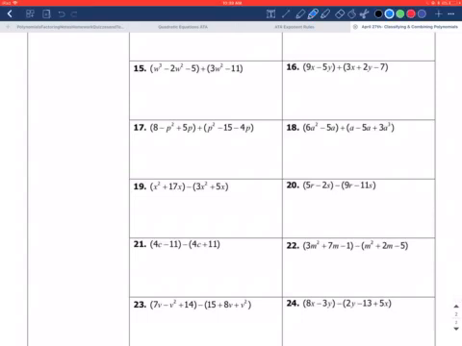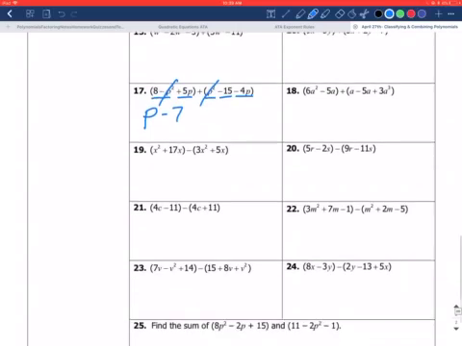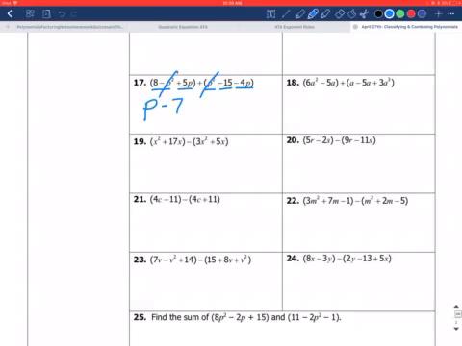So this is adding. So we kind of just don't pay attention to the parentheses, and we just keep right on going. So we have a negative p squared and a positive p squared. That's going to cancel each other out. We have a positive 5p and a negative 4p, so that will be a positive p. Then we have a negative 15 and 8, and that will be minus 7. So again, I'm doing this in standard form. I'm picking the highest variable first.